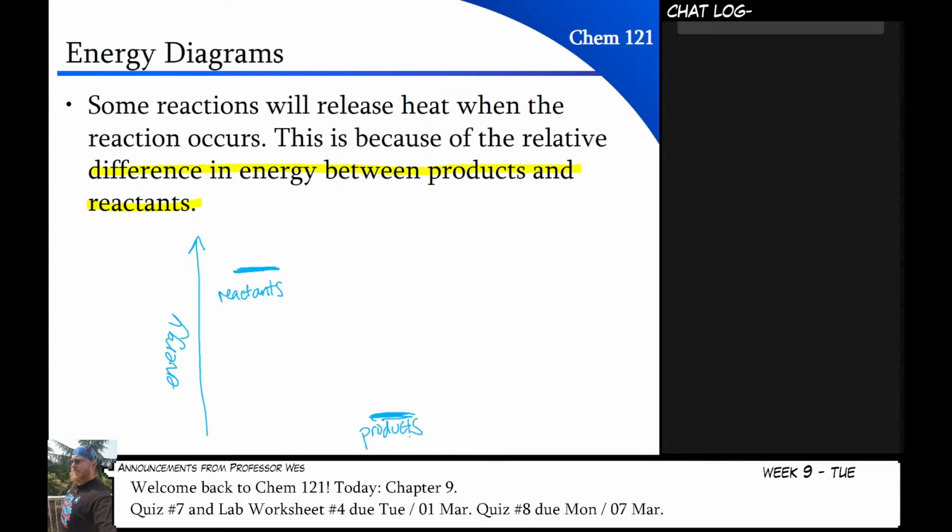I realize this is not the best blue I could have picked, sorry. All right. If my reactants have more energy than the products, then what will end up happening is first I have to overcome the activation energy. So I put a little energy in, and then heat gets released because energy flows out of the system.